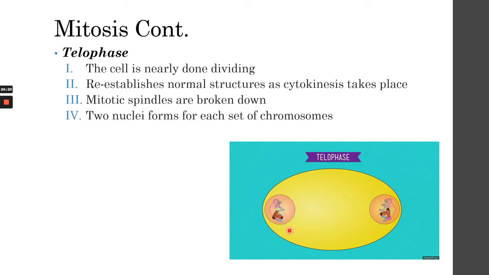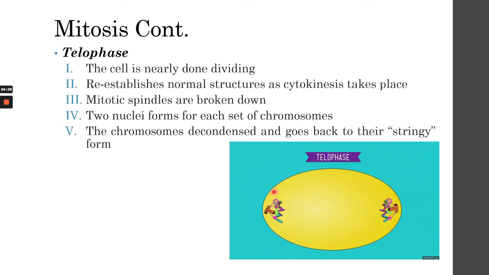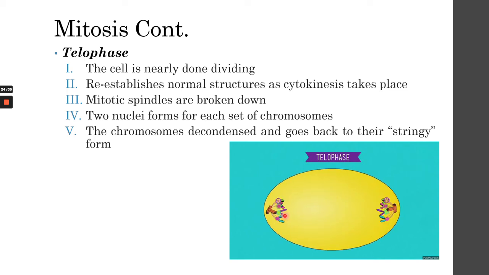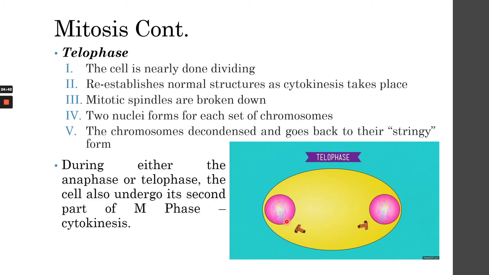Two nuclei are formed. So those are the nucleus. The nuclear membrane is brought back. And then the chromosomes go back to their stringy form. So hindi na lang sila condensed na, they start to loosen already. Nagiging string na ulit yung mga DNA.